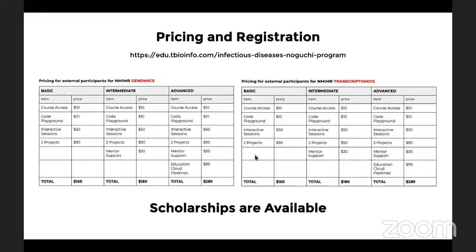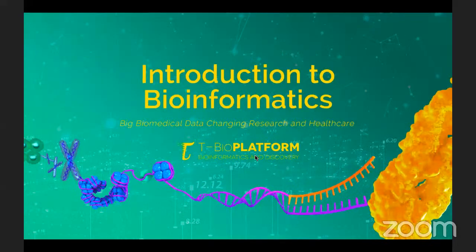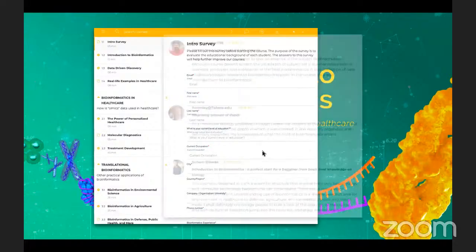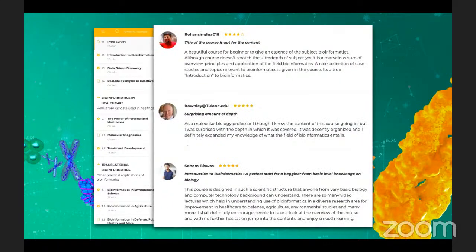Now, this is the first course that I had spoken about earlier, and Ilya had also mentioned, which is the Introduction to Bioinformatics. If you have not yet taken this course, you can go to edu.t-bio.info, and under courses, you will find this free course. This free course also comes with a certificate. So you can get started with it right away if you have not yet done any of the courses. And you can see that there are a lot of reviews by other participants who have taken this course before you.